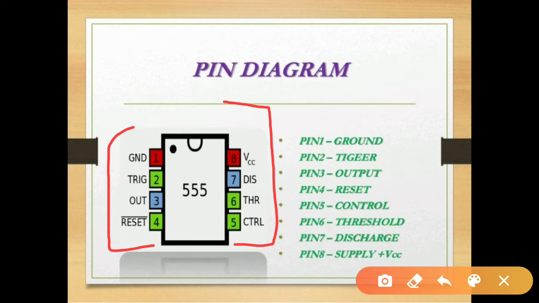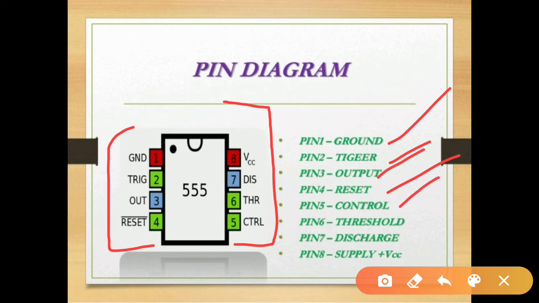Pin number 1 is connected to the ground terminal. Pin number 2 is the triggering point. Pin number 3 is the output pin. Pin number 4 is used for resetting purpose, resetting the offset voltages. Pin number 5 is for controlling, for controlling of the various signals.